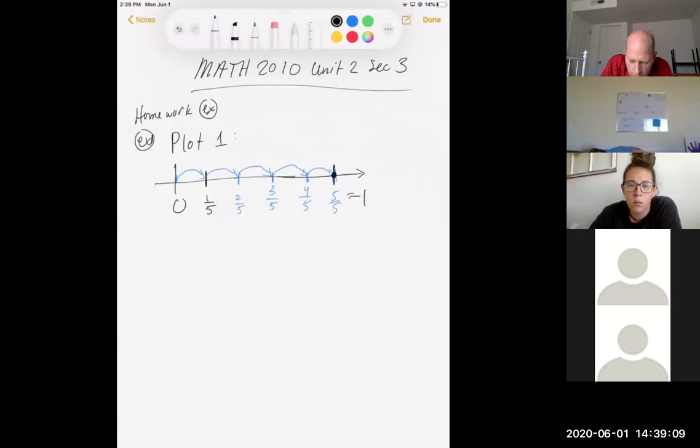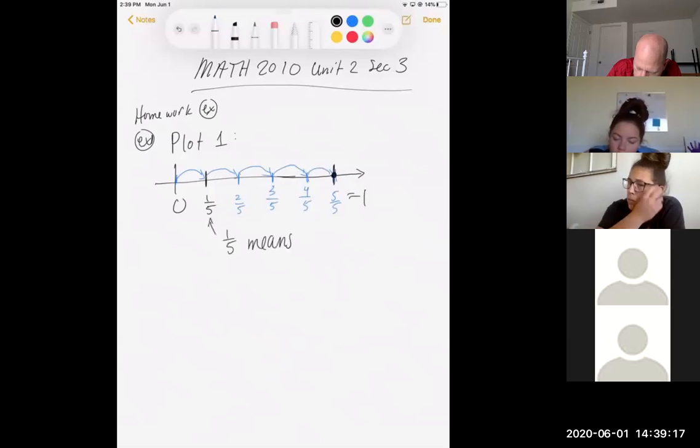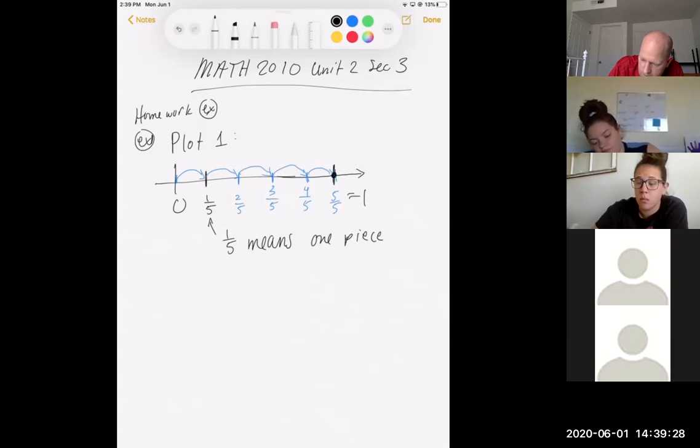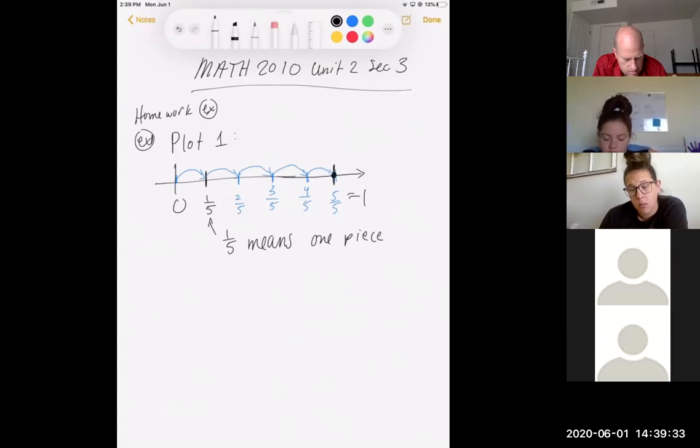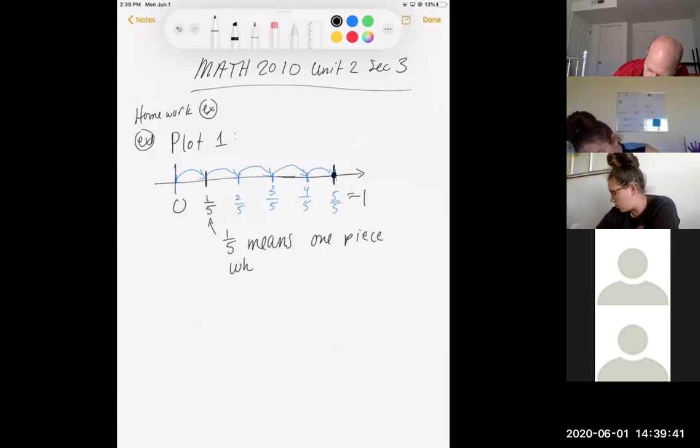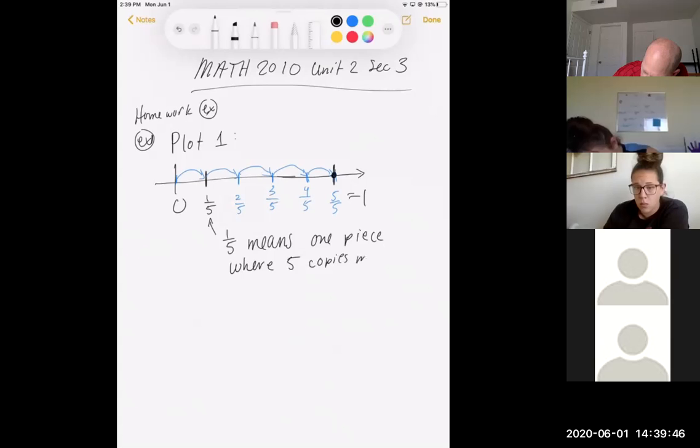Okay. To help with these, you want to think about the meaning of 1/5. What does 1/5 mean? It's one piece out of the 5 equal pieces. Okay, we want to be careful of the phrasing "out of." If you say like 10 pieces out of 7, that doesn't really make sense. So one piece, you're really close though. One piece where 5 copies of it make the whole.